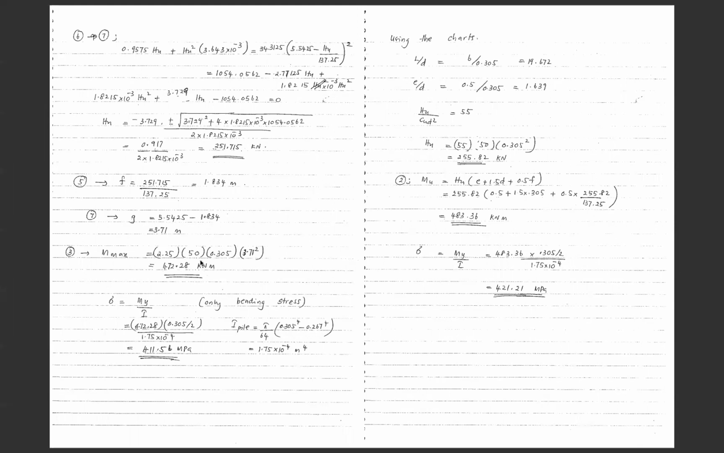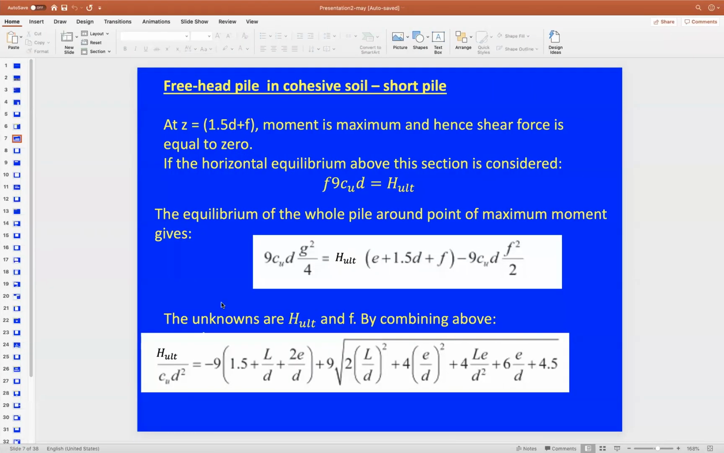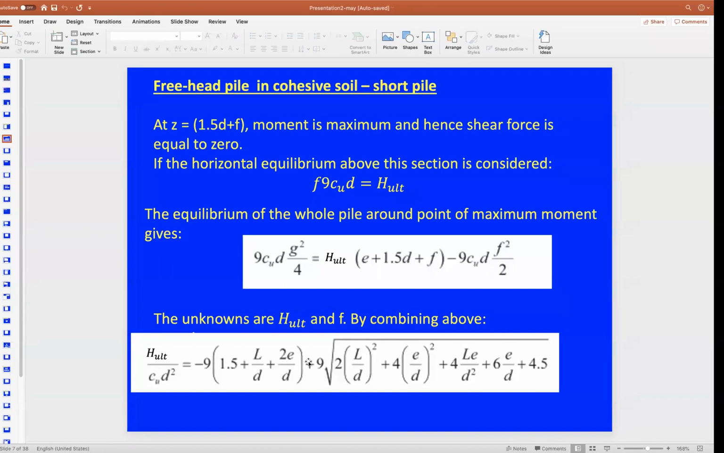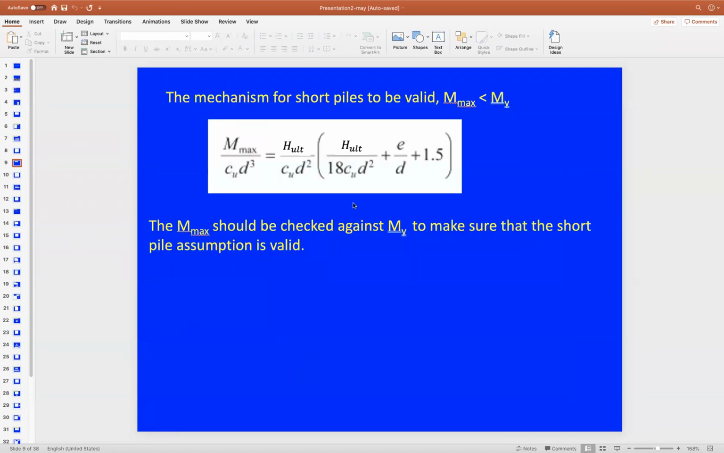Instead of using this derivation as well, as we said, you can find the value of HU directly by using these equations. And you can find the value of M maximum directly by using this equation here. You already got the value of H ultimate from the previous step, and you know the value of Cu, D, and E. You can use these equations to find the value of M maximum in this problem, okay? And it's always good practice to check the value of M maximum against the given M yield value for the pile material.